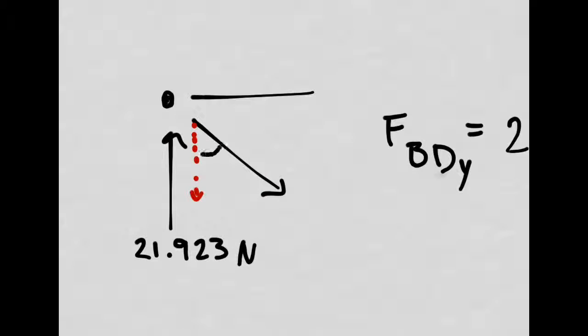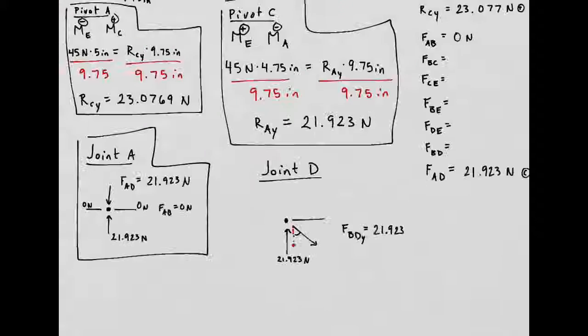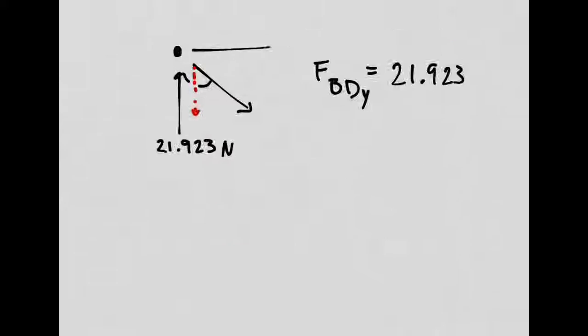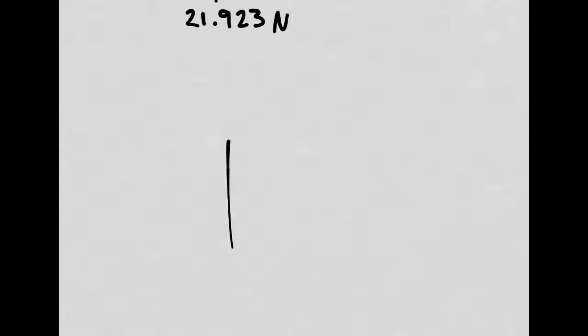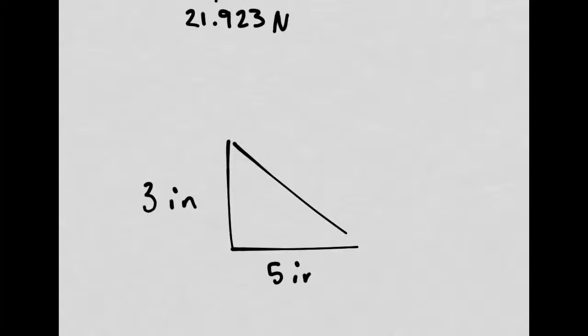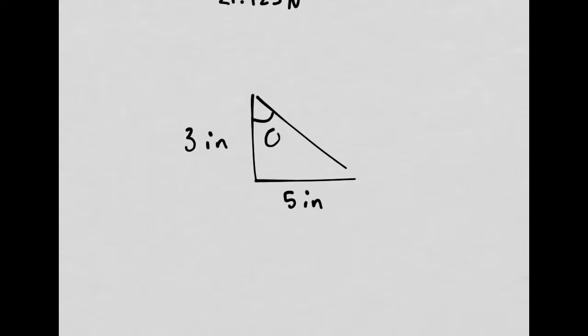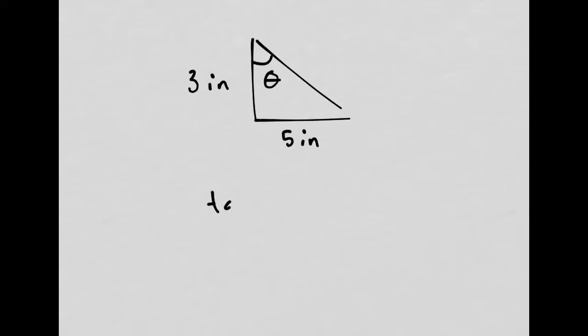I need this angle, right? Because if I want to find the hypotenuse, I need that angle. So I go to my picture and I find that angle, because those angles are the same. I'll draw a triangle just to find that angle. This was 3 inches tall, and this was 5 inches. So we'll find that angle by using tangent. I'm going to call this angle theta, and I'll say tangent of theta equals, well, that's opposite.